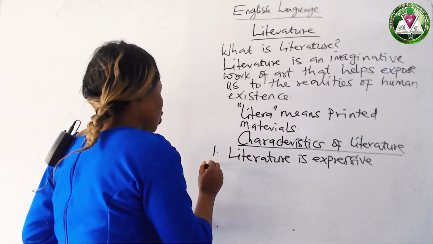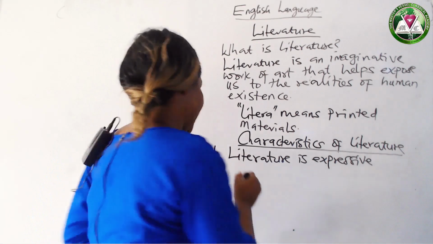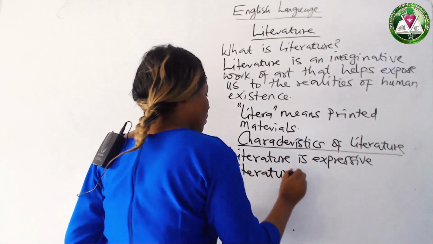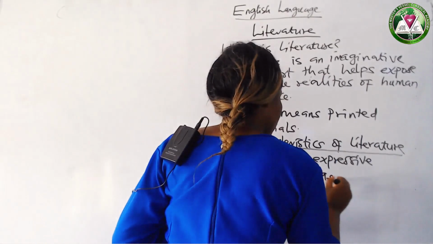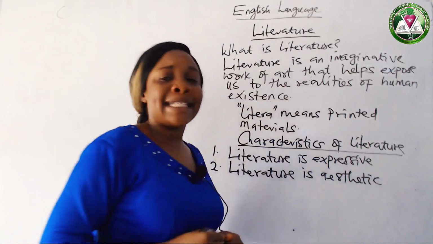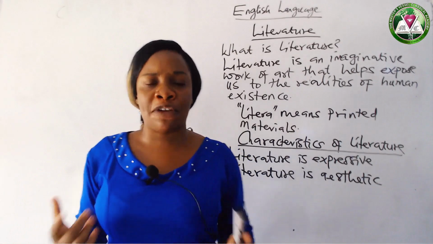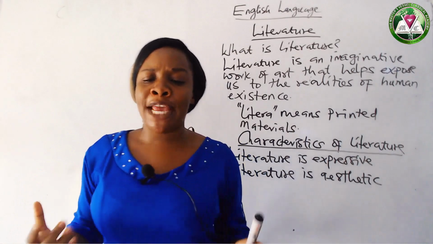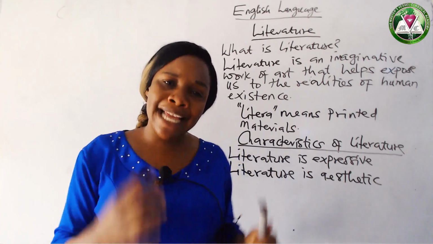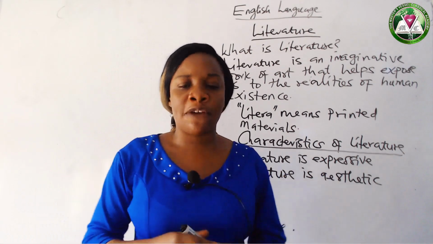Again, that's number 2. Literature is aesthetic. The aesthetic nature of literature means that it is beautiful or that it is appealing to one's sense of beauty. So the aesthetic nature of literature means that literature is beautiful.